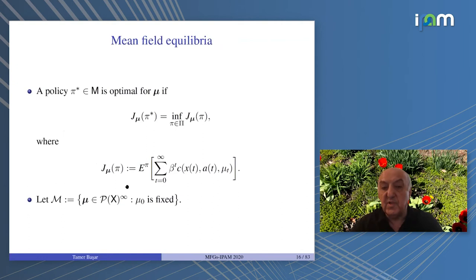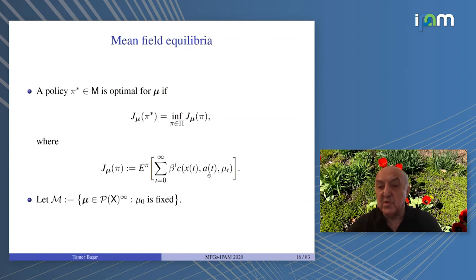So what's a mean field equilibrium? A policy pi star is optimal for mu. So you fix mu, the state measure, and then you solve with respect to pi. That's a single generic agent's optimal control problem. So this is a stochastic control problem.